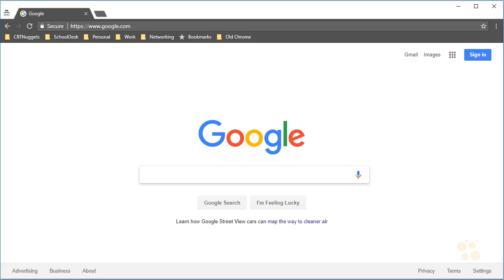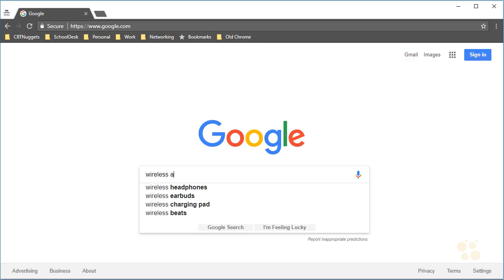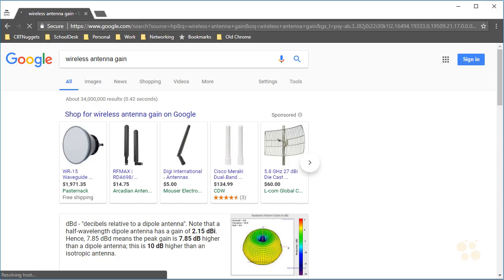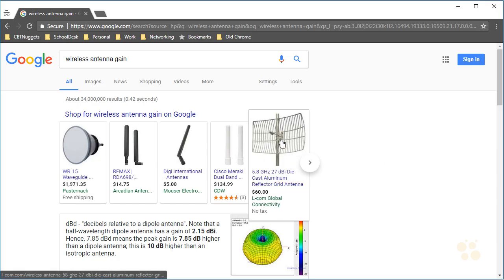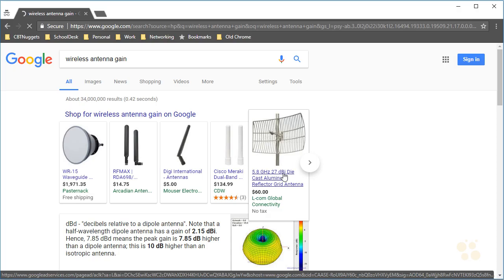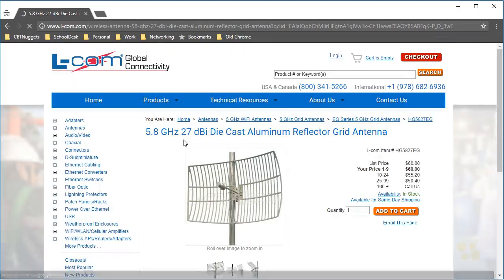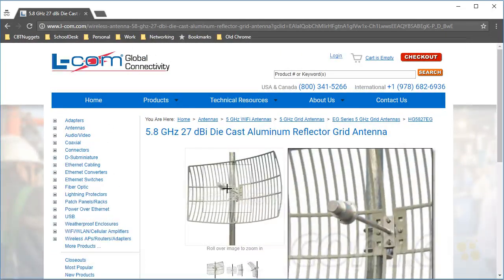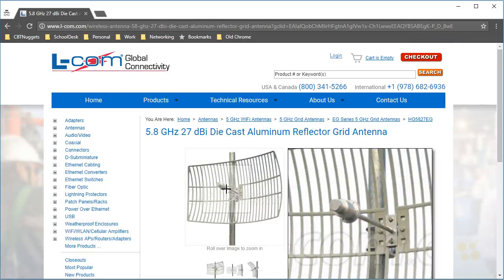So check this out. I'm going to go to Google and just type in wireless antenna gain. And sure enough, we've got some antennas that are right here. There's one. Let's look at this. 5.8 gigahertz, 27 dBi. Oh, there we go. 27 dBi die-cast aluminum reflector grid antenna. I don't see any azimuth patterns right here, but what that's telling you is this is a very directional antenna. I mean, do you get the feeling? That's a very directional antenna.